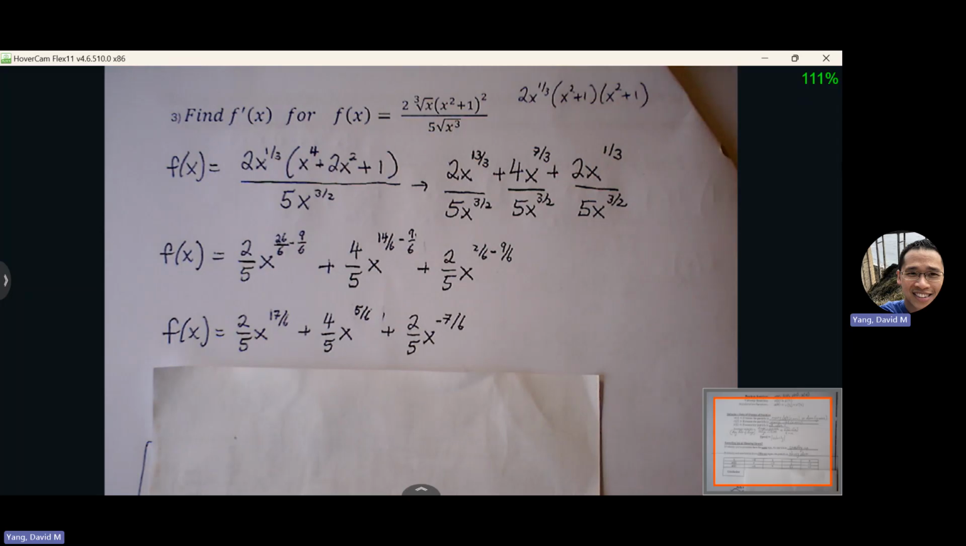Again, we're still not ready for power rule, so we have to bring the denominator variables up. In order to do that, we have to subtract exponents. So 13/3 minus 3/2. I need another denominator. I need 6 as my denominator. So 26/6 minus 9/6. This is 14/6 minus 9/6. 2/6 minus 9/6.